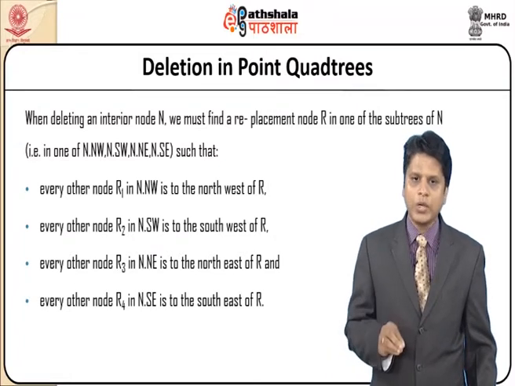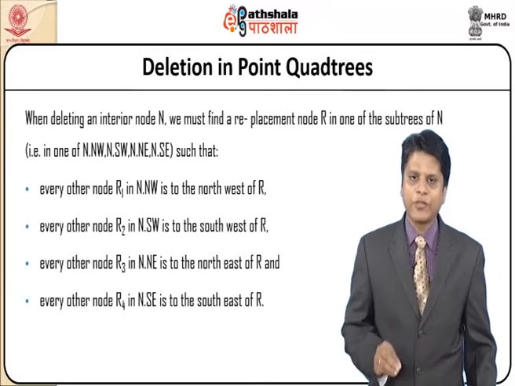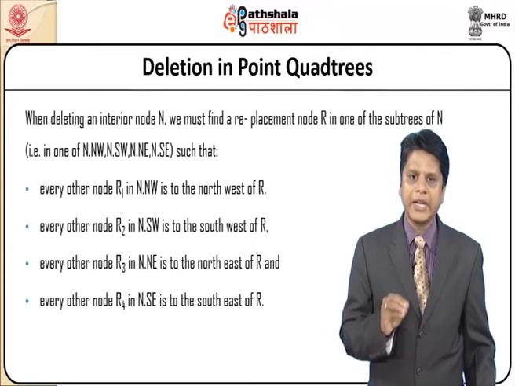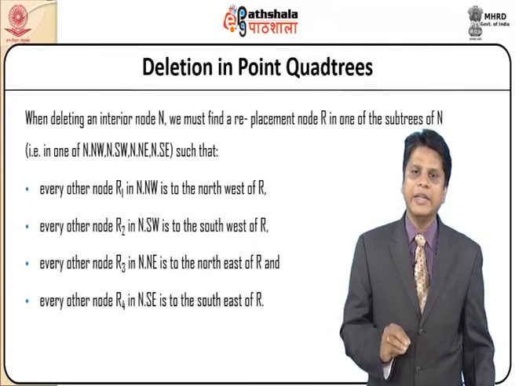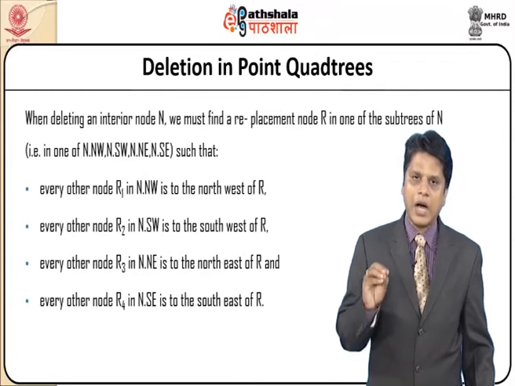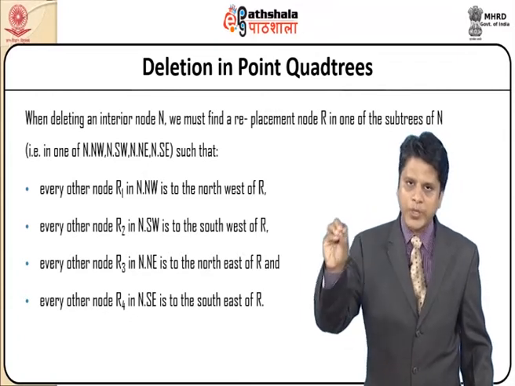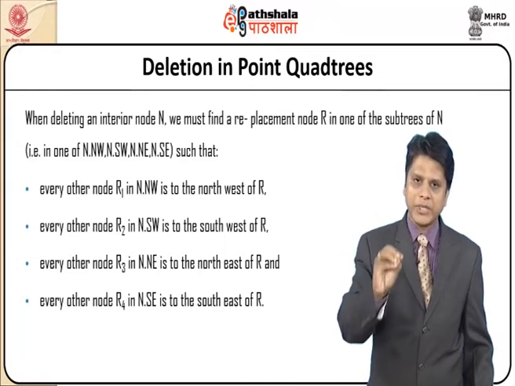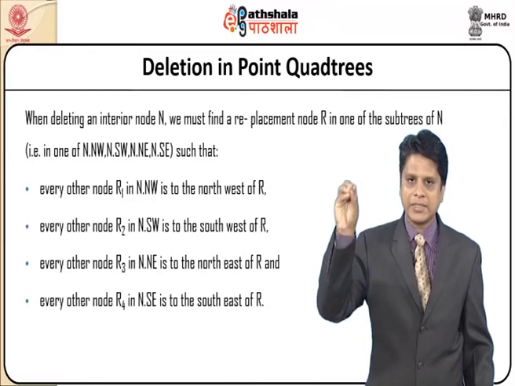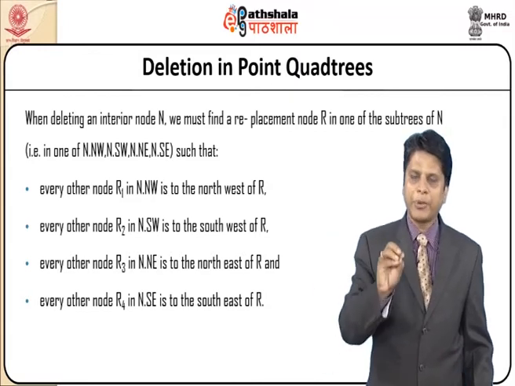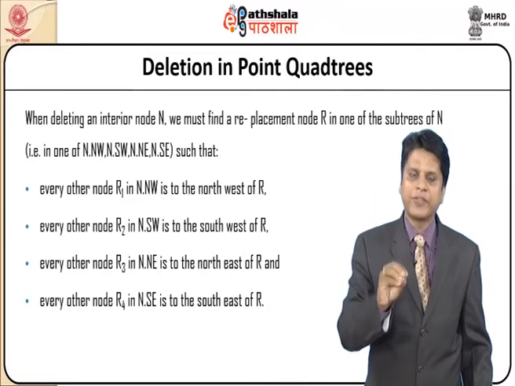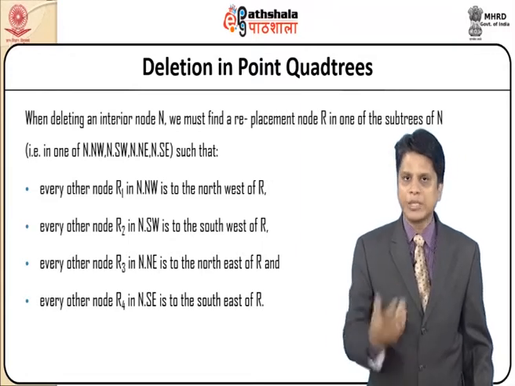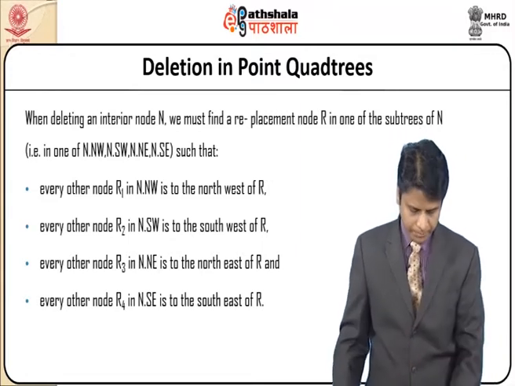So, whatever node, like R1, R2, R3, R4, clearly indicates that I am deleting a node R1 which is present in the northwest of R. I am deleting a node which is present at the southwest, and simultaneously at the northeast and southeast. I am appropriately finding the location on the map where exactly it is located and trying to replace that node with some other node or delete the complete node.